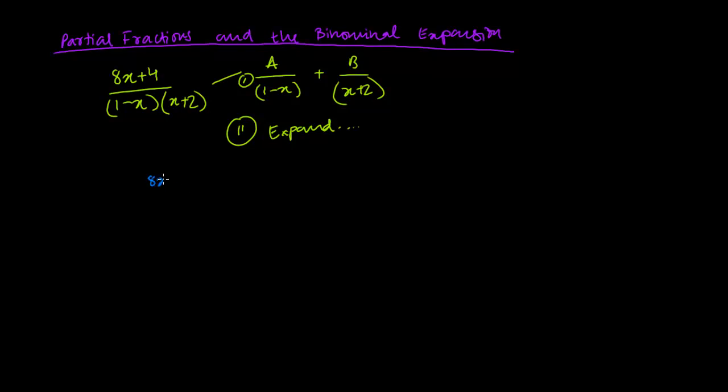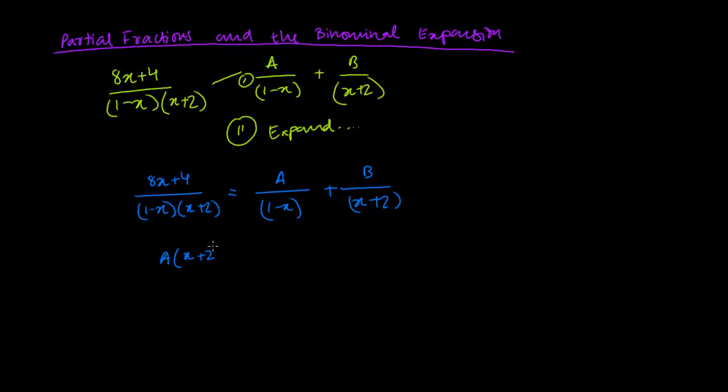So 8x plus 4 over (1 minus x)(x plus 2) essentially equals a over 1 minus x plus b over x plus 2. So continuing from that, we end up with a(x plus 2) plus b(1 minus x) is equal to 8x plus 4.